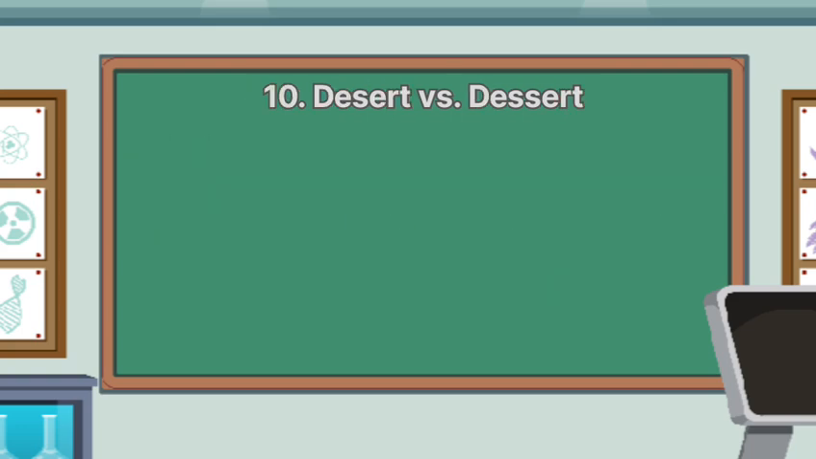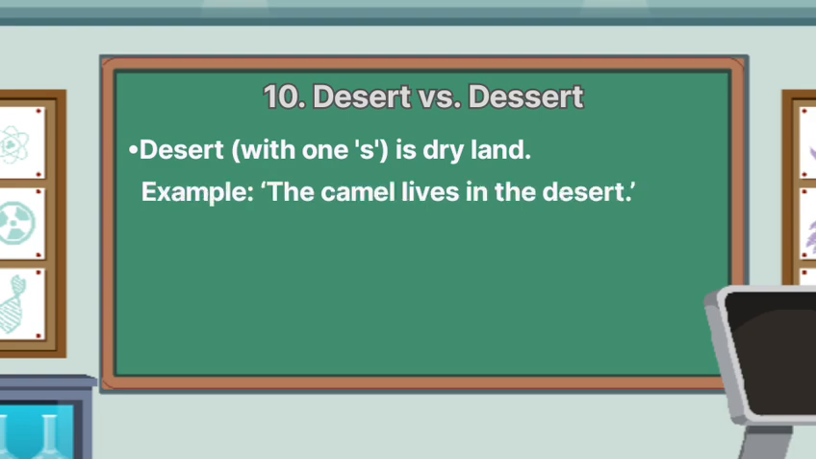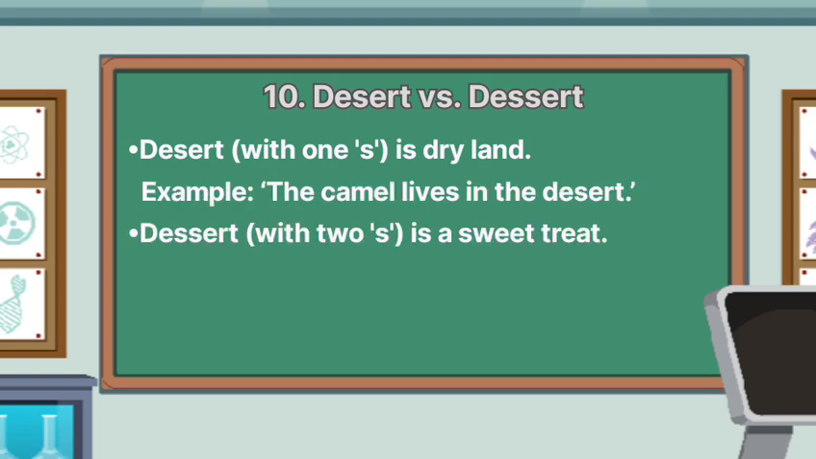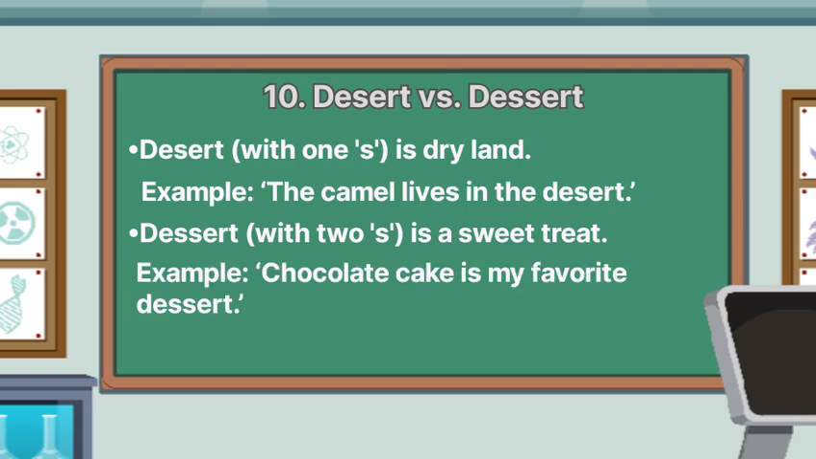Desert versus dessert. Desert, with one S, is dry land. Example: the camel lives in the desert. Dessert, with two S, is a sweet treat. Example: chocolate cake is my favorite dessert.